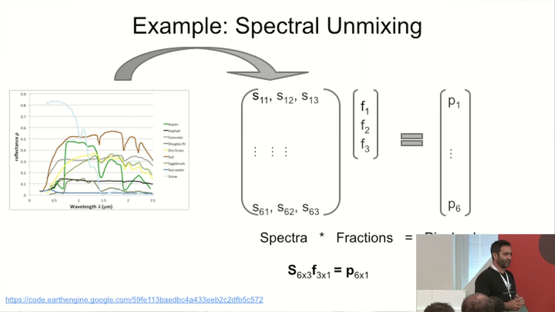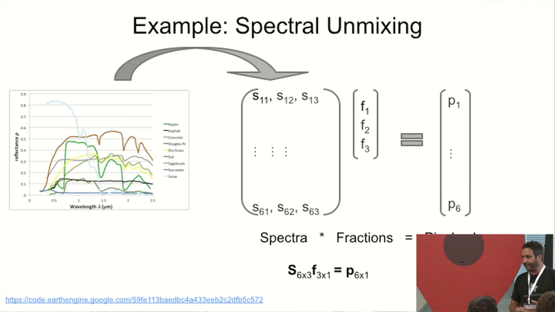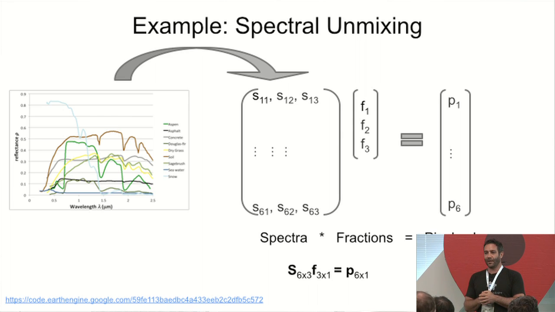Okay, next example. Spectral unmixing. The fundamental assumption of the linear spectral mixing model is that pixels are impure.